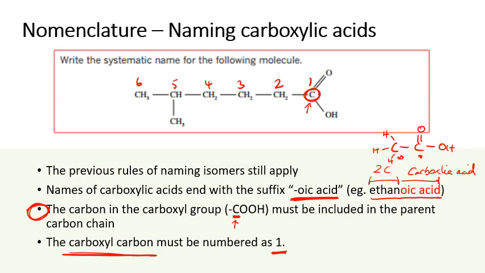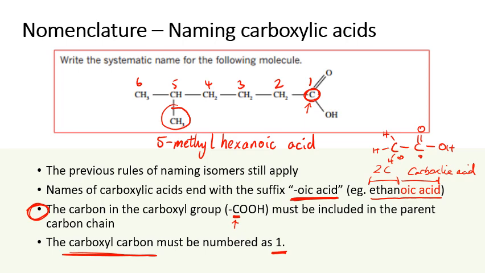Okay, let's give it a name. It's 6 carbons, so it's hexanoic acid, 2 words, hexanoic acid. And we have a branch. There's that branch. It's a methyl group on carbon number 5. So it's a 5-methyl hexanoic acid.